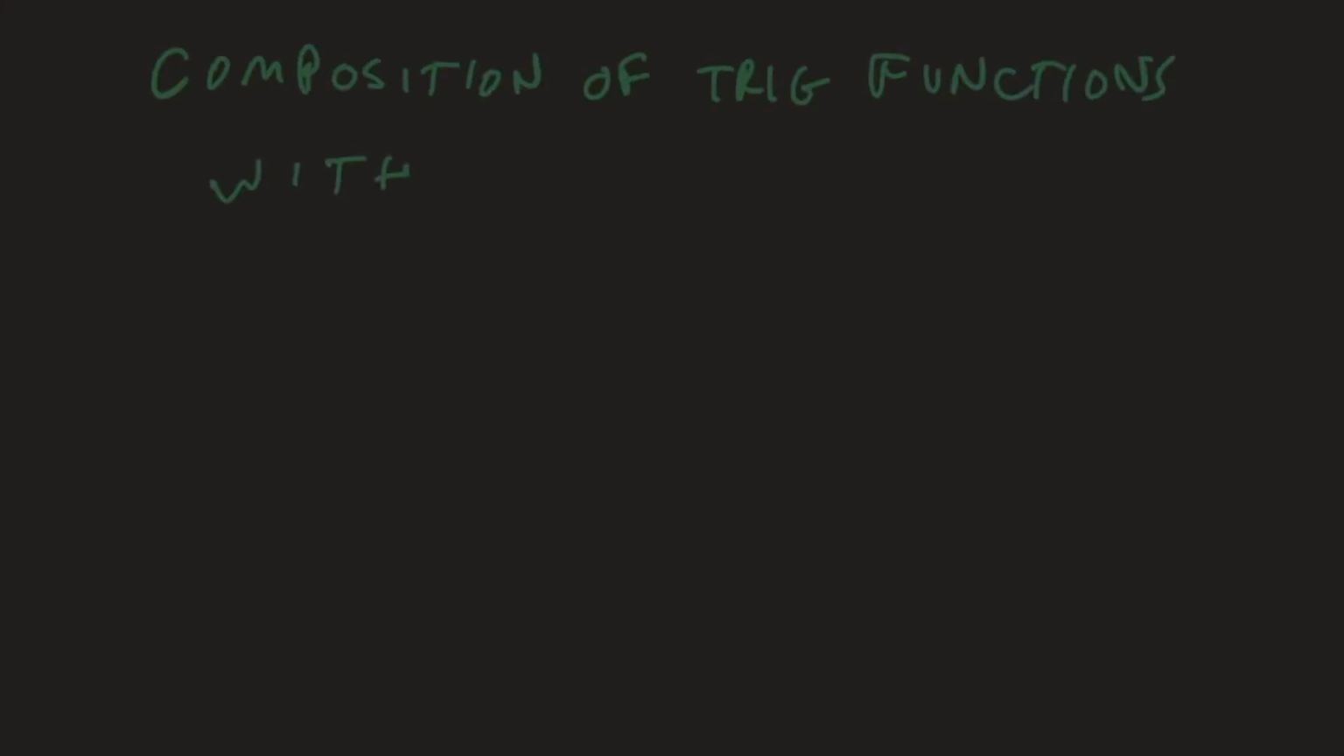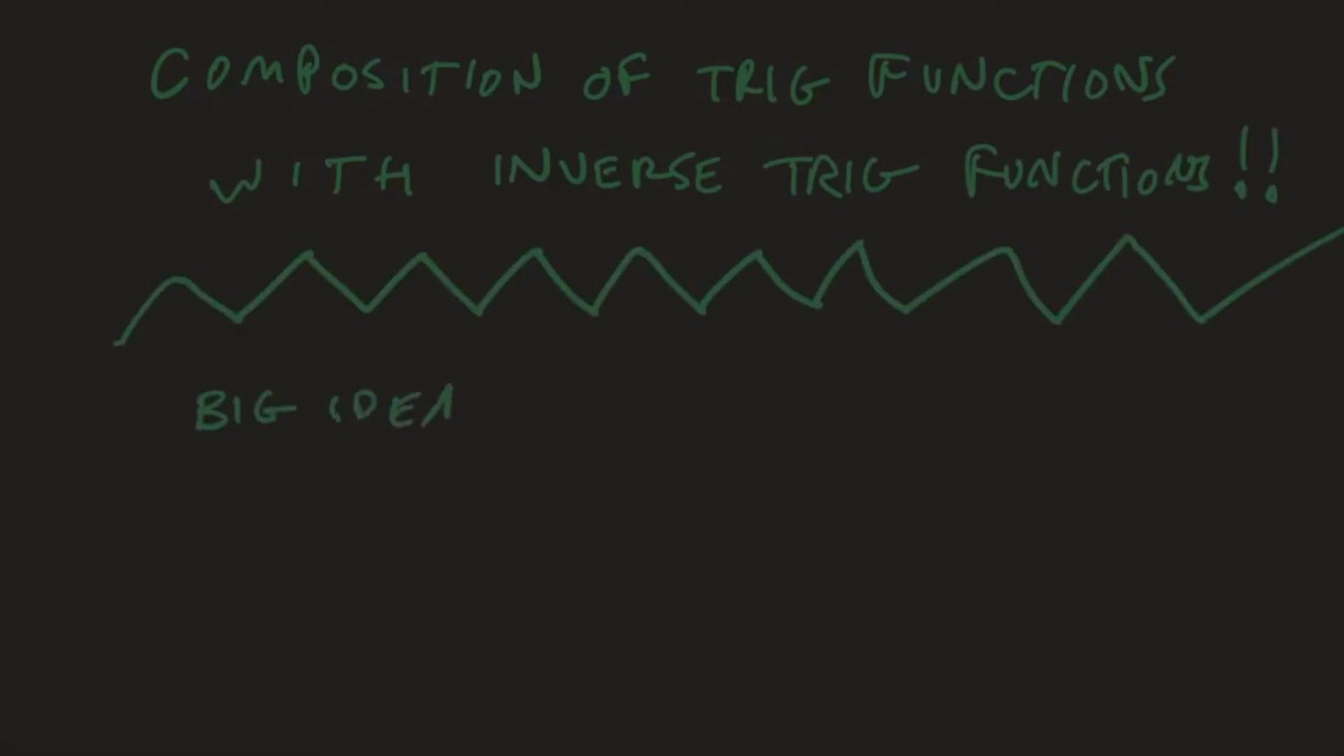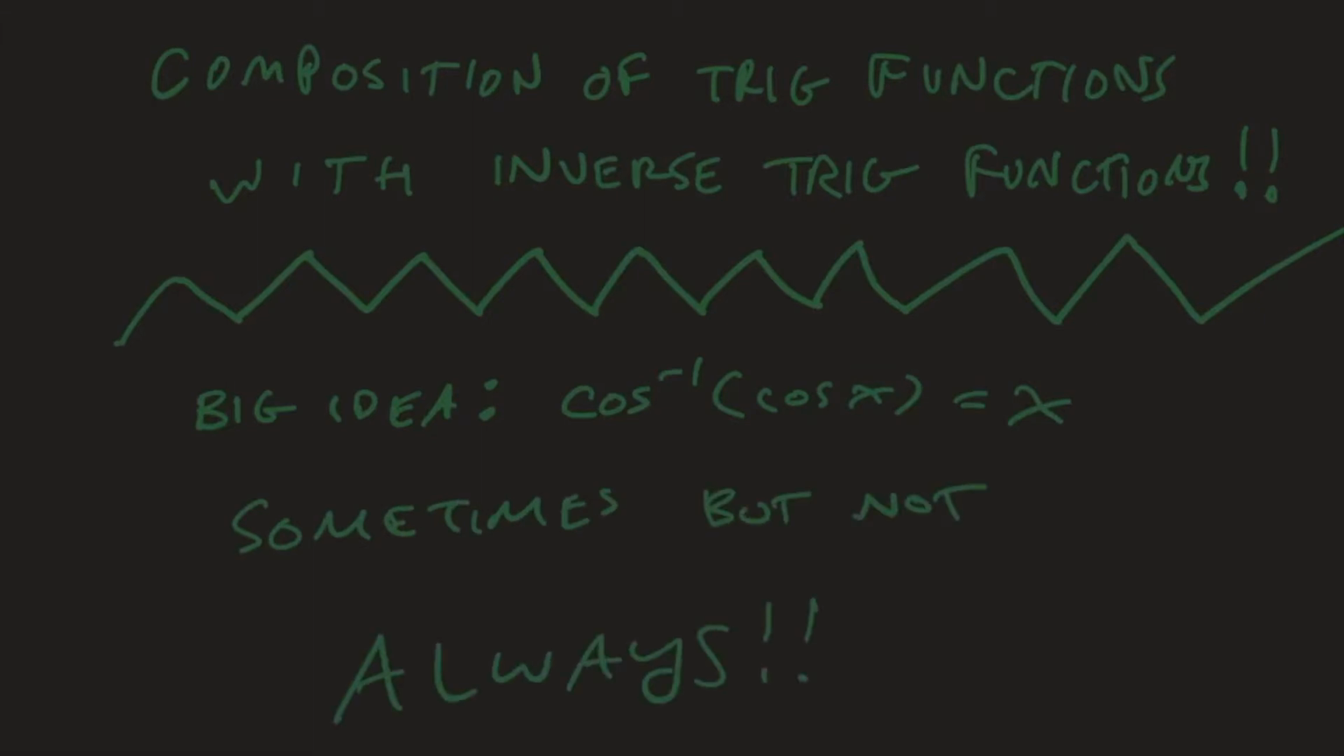Today's lesson is about the composition of trig functions and inverse trig functions. The big idea is that something like cosine inverse of cosine of x is equal to x sometimes, but not always. So we have to come up with a way to understand when it's true and when it's not true.